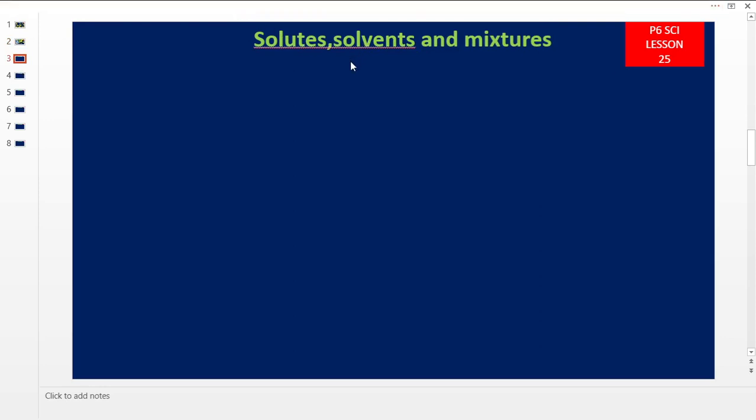Alright, today we are now going to look at what we call solutes, solvents, and mixtures. What? Solutes, solvents, and mixtures. Let us start with what we call a solute.